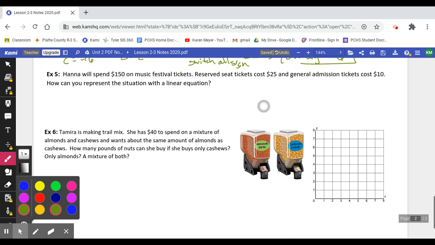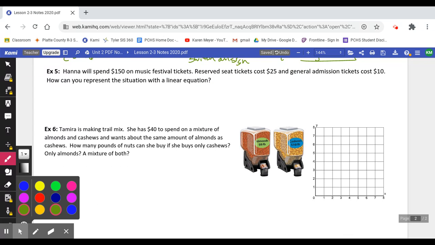Okay, number 5. You're going to spend $150 on music tickets. Reserved seats are $25, and general tickets are $10. Sorry if you could hear my puppy. She's super playful right now.